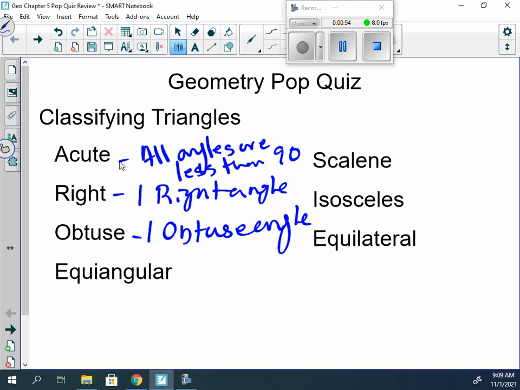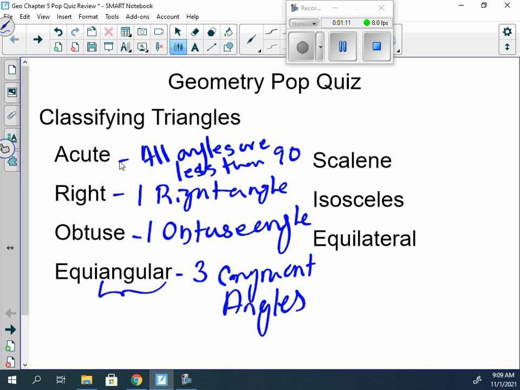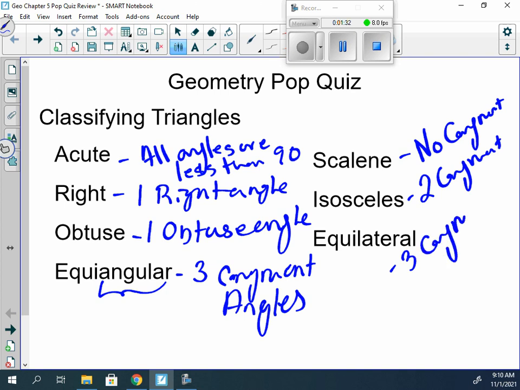And equiangular was what? Three congruent angles. Like equilateral and equiangular, it's kind of in the name. Scalene would be, well, no congruent sides. Isosceles is 2 congruent, and equilateral 3 congruent sides.